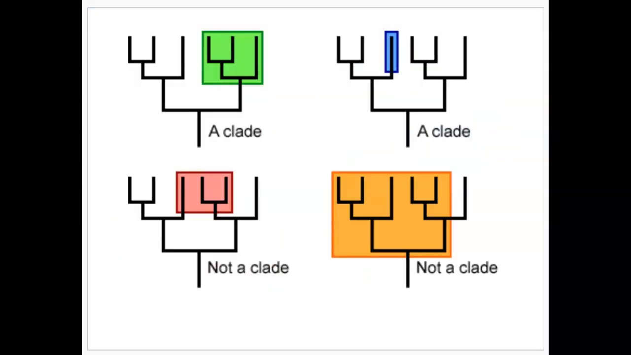Here are more examples of clades. Here's a clade. One branch is also considered a clade, but the bottom two are not considered clades. This one's not a clade because it's not including the common ancestor of these organisms, which is way down here. This one's not a clade because it's excluding one of the branches that came from this common ancestor, so therefore it's not considered a true clade. So these two are true clades, but these ones are not true clades. Essentially, cladograms are larger clades with smaller clades nested within them.